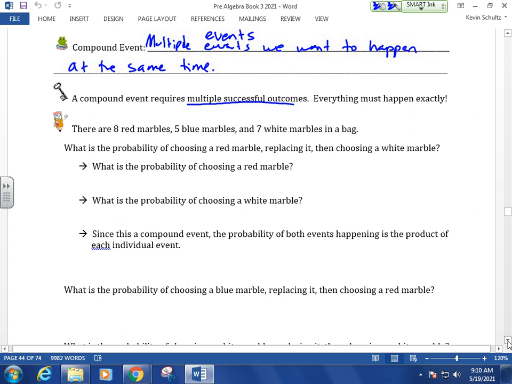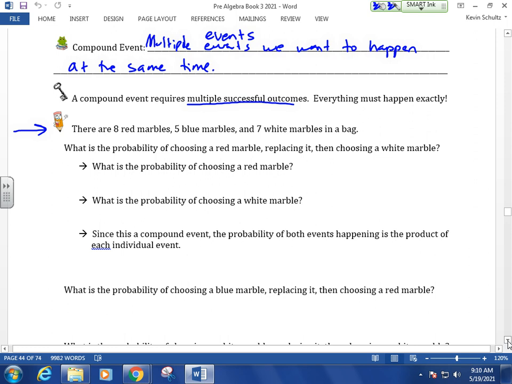So we've seen an example like this before where you got these marbles in a bag. In this case, we have 8 red, 5 blue, and 7 white ones. And the question here is, what is the probability of choosing a red marble, putting it back, and then choosing a white one? The reason why this is considered a compound event is because there are two things we're looking to happen. It's not just picking a red one. It's picking a red one and then picking a white one.